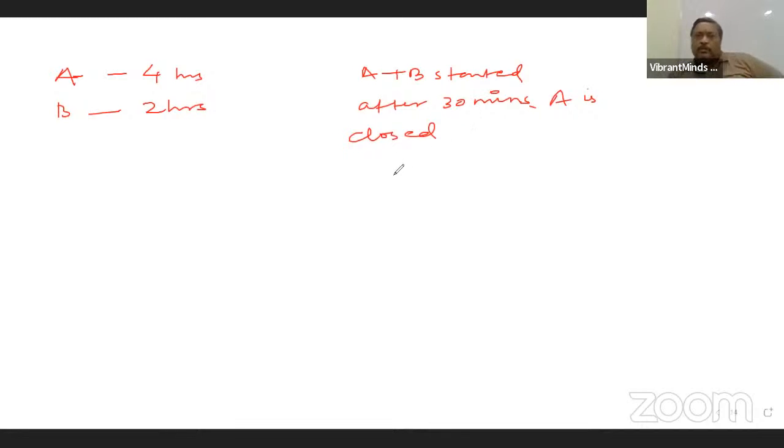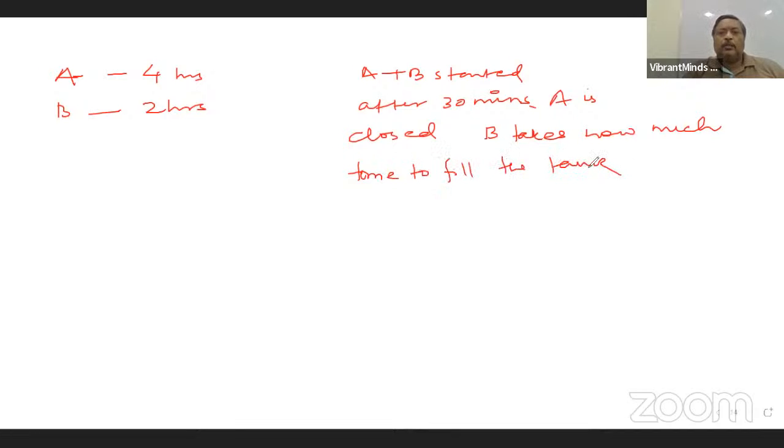Let's see. B takes how much time to fill the tank? Now see, again here 4 hours. So can I write it as 240 minutes and 2 hours 120? LCM will always be 240. This is 2 units per minute, and this is 1 unit per minute, and this is 3 units per minute.